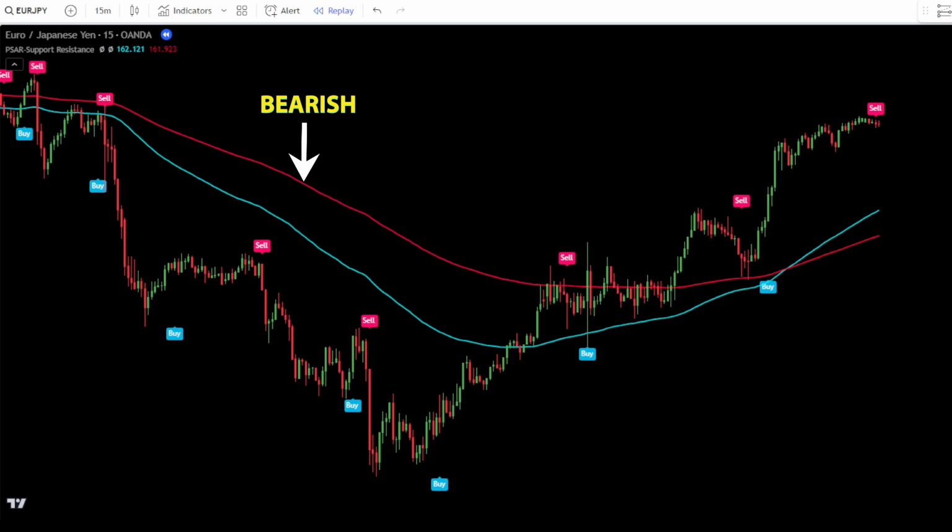Conversely, if the EMA 100 crosses below or is below the EMA 200, it indicates a bearish trend. In this situation, you will only look for the best points to place a sell entry.